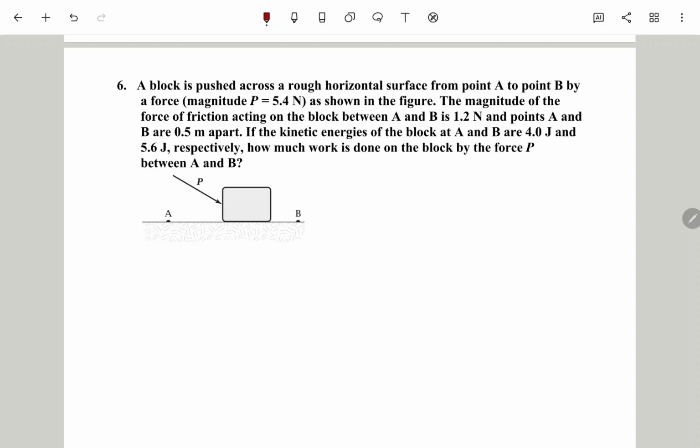Now we need to find the work done by the force P in this case, and we have the initial and final kinetic energies. Remember, total work equals delta K, or K final minus K initial. K final is 5.6 minus K initial, which is 4. In other words, total work equals 1.6 joules.